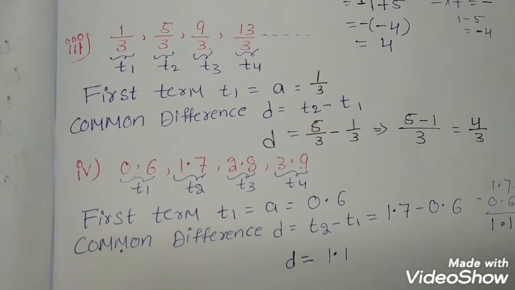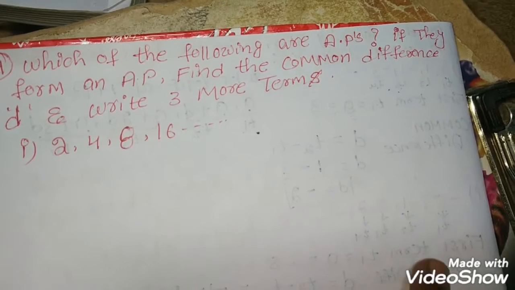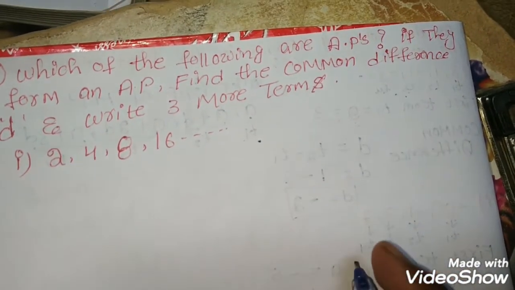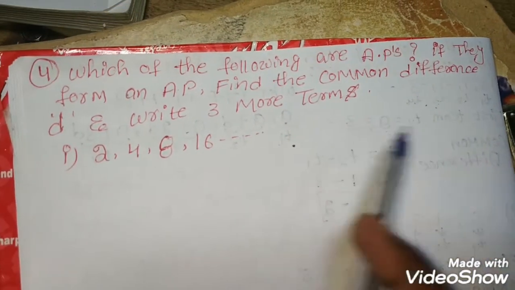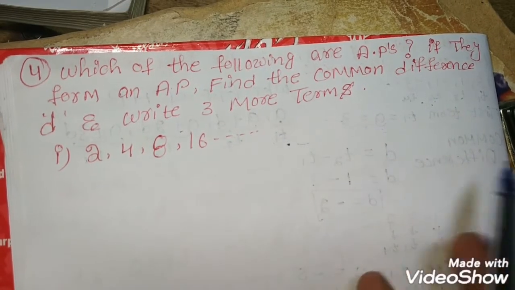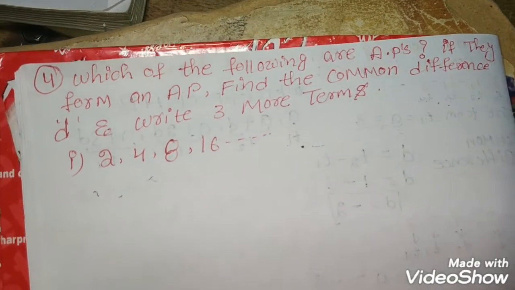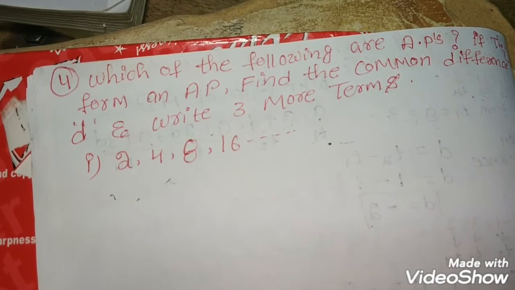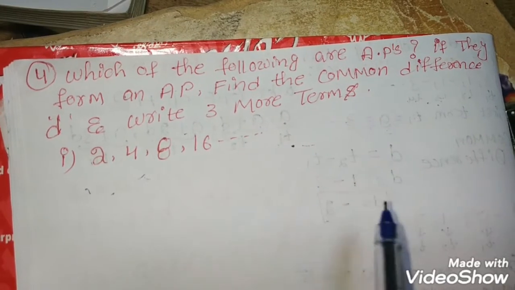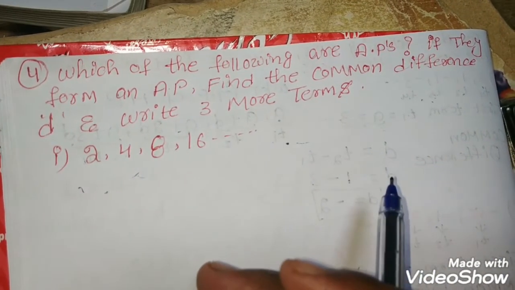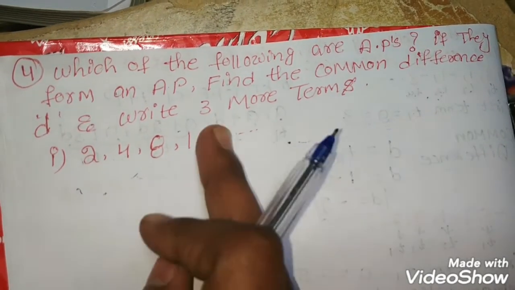So let's start the next question. What do we have? See here, the next question, the fourth one. Which of the following are arithmetic progressions? If they form an arithmetic progression, find the common difference D and write 3 more terms. See the first question, what is given? Infinite series, infinite terms they have given. So we have to find whether this series is an arithmetic progression or not. How do we find it? That means we have to check the common difference. If you get the common difference the same, then this is an arithmetic progression. Otherwise, not. Okay. If we have an arithmetic progression, you have to write the next 3 more terms.